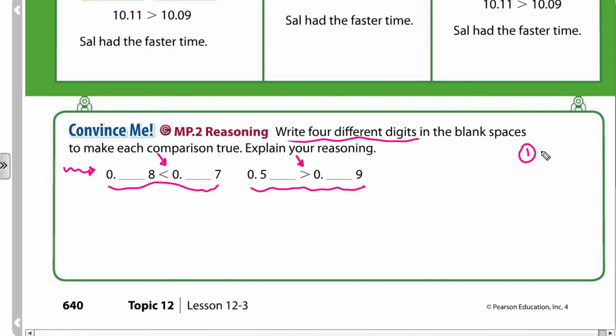Okay, we start with the whole. Then tenths. And after that hundredths. Okay, if the whole is the same, move to the second step. If the tenths are the same, move to the third step.